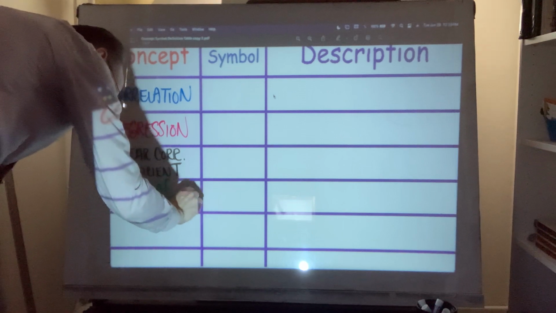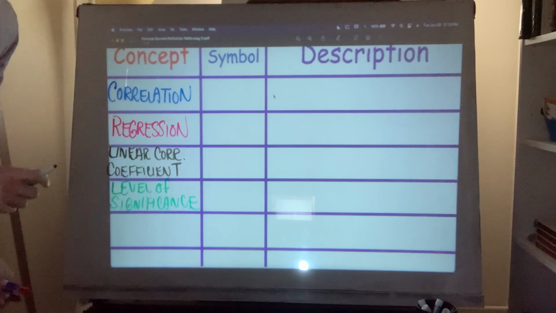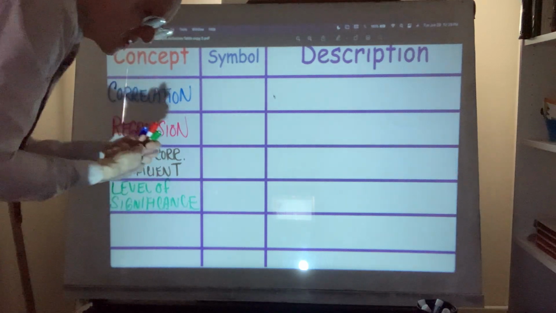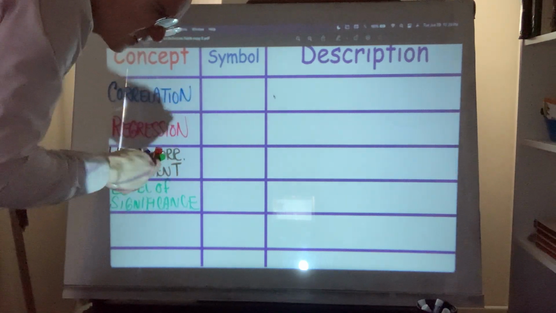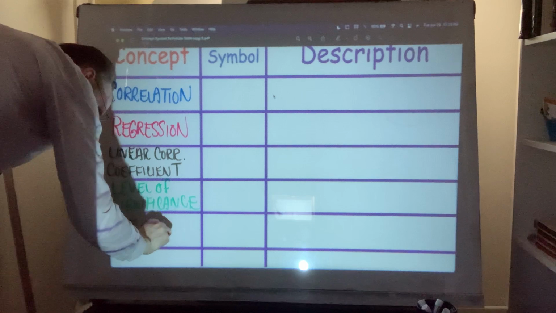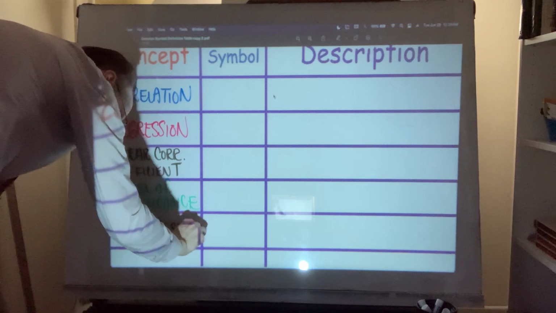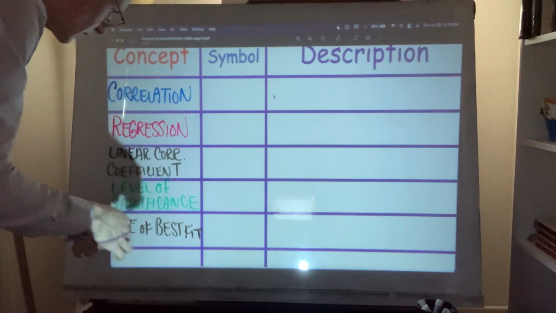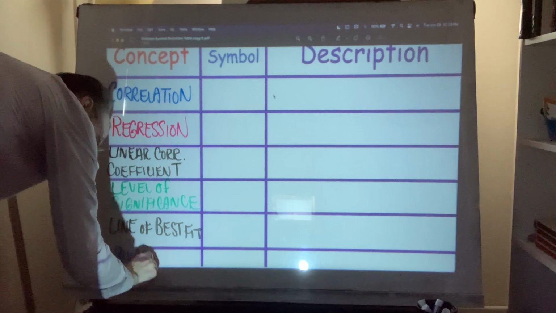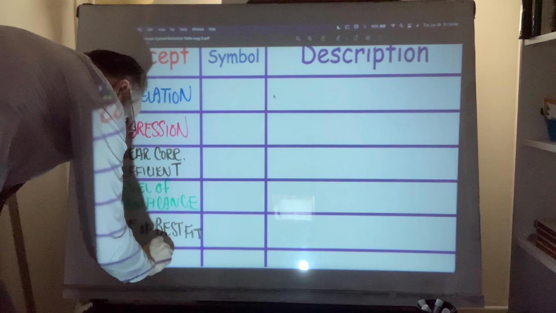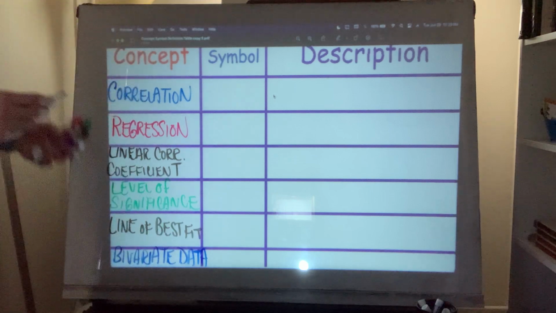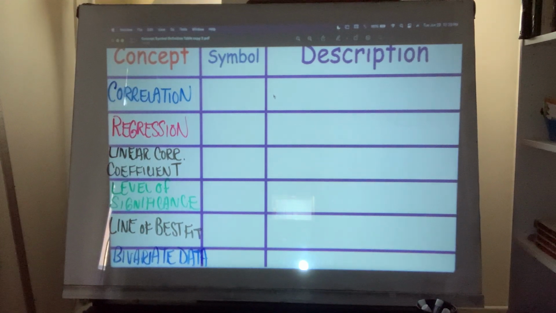Not too faint. Let me just turn around and check the camera here. Looks like it's okay, right? Line of best fit, which has a lot of alternative names. And this phrase, bivariate data. All right, so there's a lot of terminology to acquaint with.